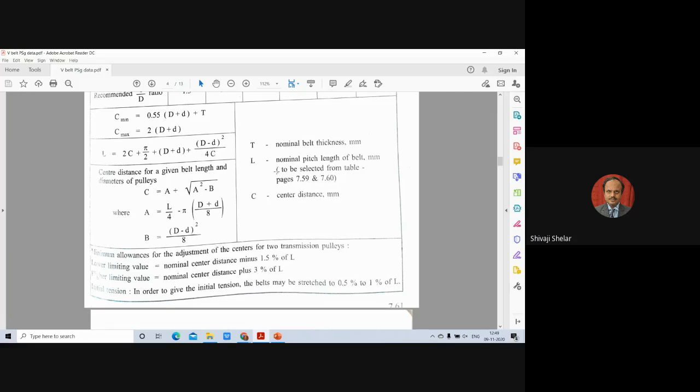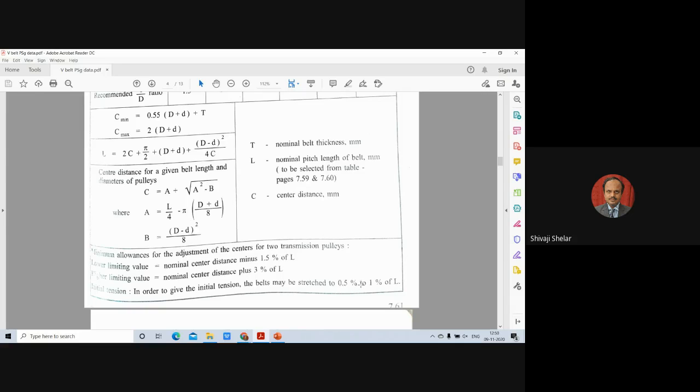Suppose you require, say, 1550 millimeters as the length. You can decrease it while selecting the belt. You can take a shorter one. How much shorter? Maybe by 0.5% or 1% maximum. If it is 1%, you can select a belt that is around 15 mm shorter. So 1550 minus 15, I can select a belt of 1535 millimeters. So you can select a pitch length of the belt around 1535 instead of 1550. That is the meaning of considering initial tension.